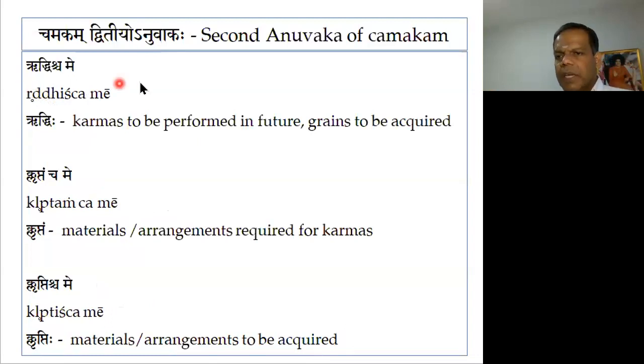Next mantra is Riddhis chame. Pronunciation wise, it's the same thing as Vriddhi. The second letter in Riddhi should be aspirated. The visarga has become is. Otherwise, the word is Riddhi. So Riddham is whatever we have collected. Riddhi is what is to be collected also. Agamya karmas, whatever is going to come, the karma which we are going to perform, let them also be beneficial. So that's the prayer to Sri Rudra. Riddhis chame kalpata.